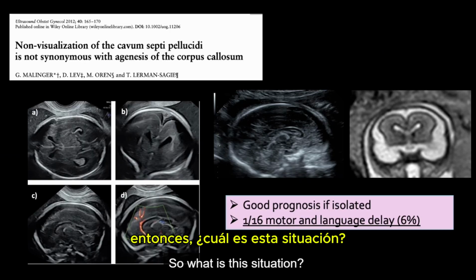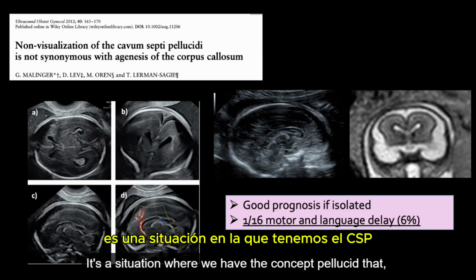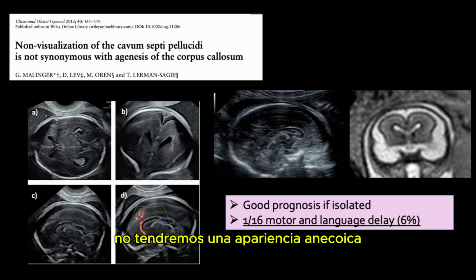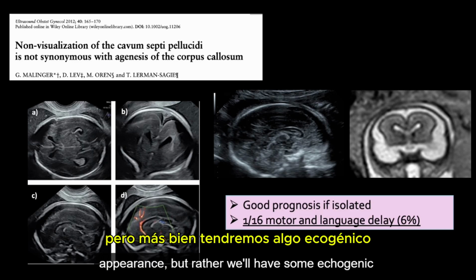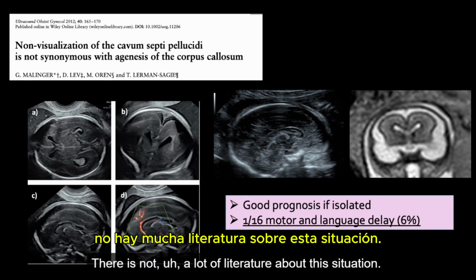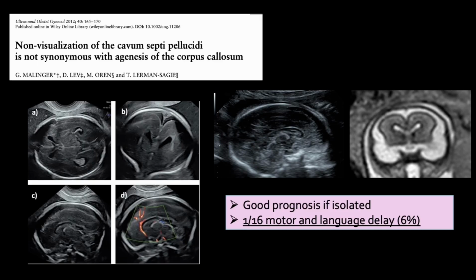So what is this situation? It's a situation where we have the cavum septum pellucidum, but inside it we will not have an anechoic appearance, but rather we will have some echogenic appearance and echoes. There is not a lot of literature about this situation.